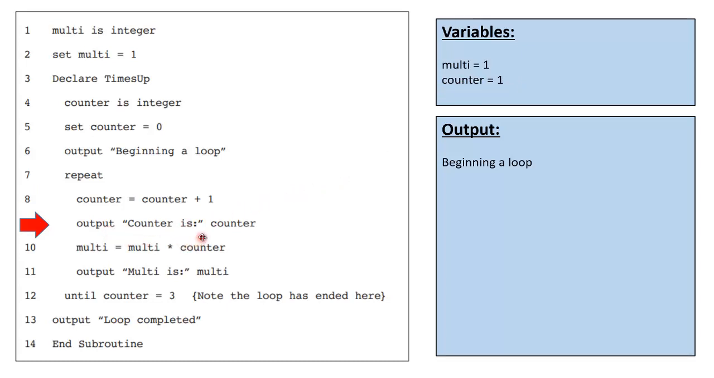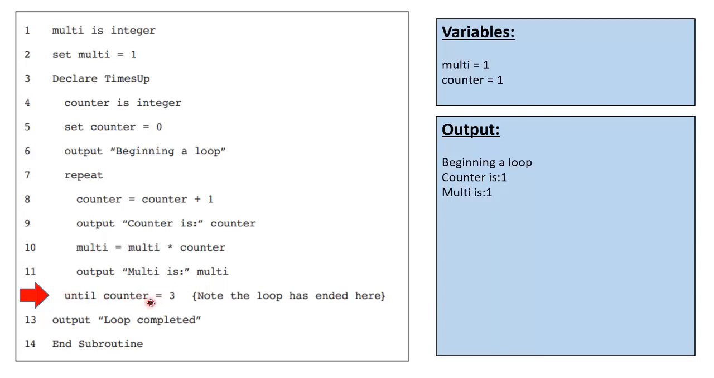We've got "Counter is:" then counter. Exactly as it appears there, we now need to output it. Counter is colon and then we output whatever was stored in the counter. Line 10, we're changing multi. So now multi is going to be multi times counter. So multi is currently 1, counter is currently 1, therefore nothing changes because 1 times 1 is still 1. We've now got our output. Multi is with a capital M and a colon, and then it outputs multi. So you can see over here we've got our third output.